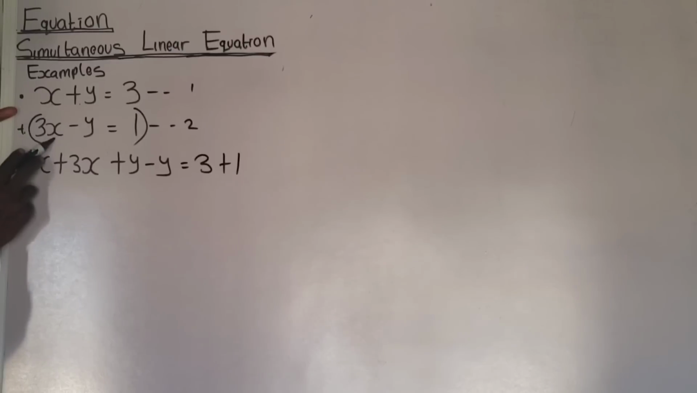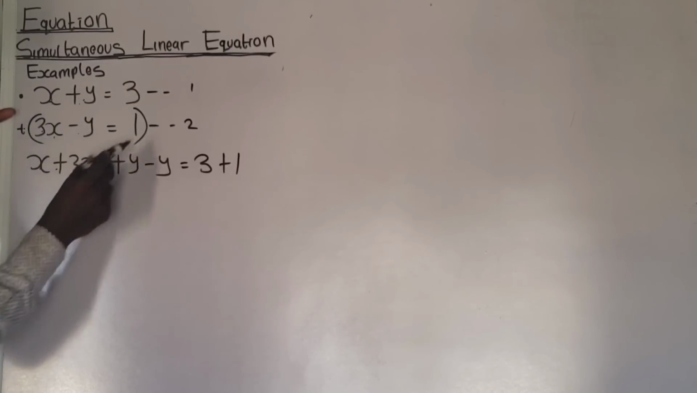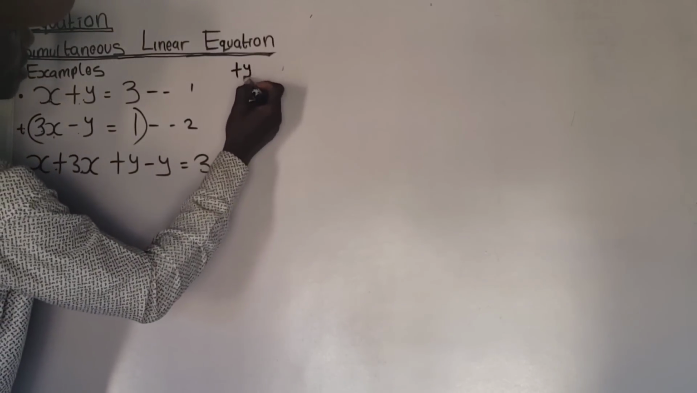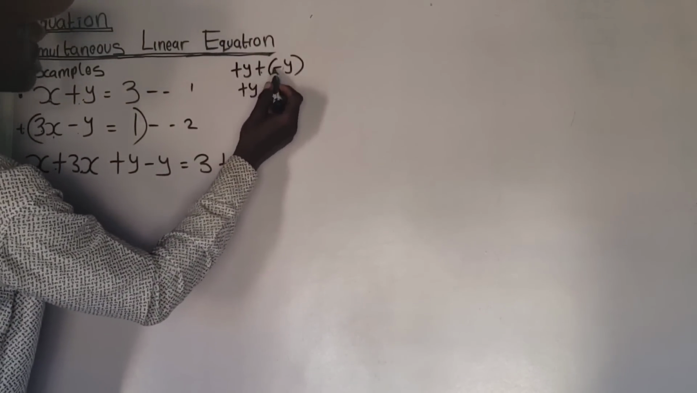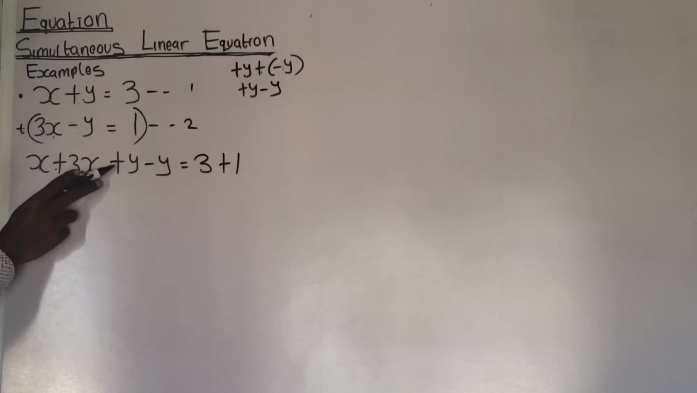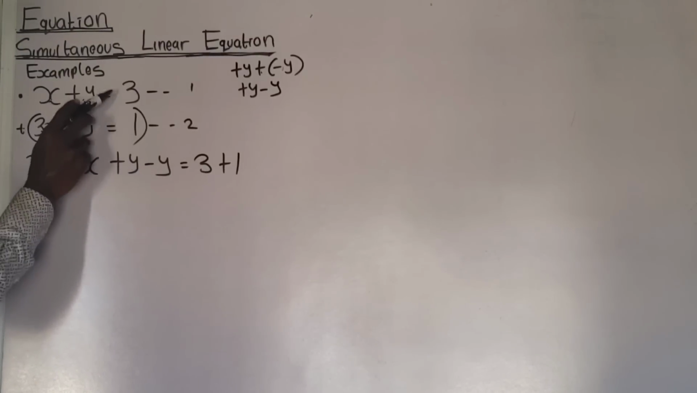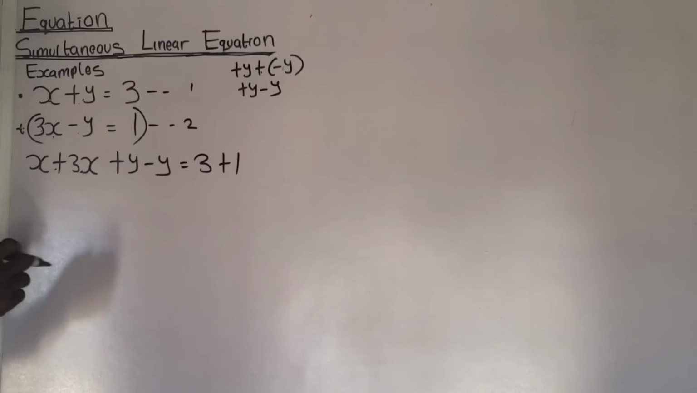x plus 3x, this is it. That's x plus 3x, plus y, plus minus y. I'm going to have plus y, plus times minus will give me minus. You understand? So that's why I have plus y minus y. Do you understand? And the right hand side of both equations, 3 plus 1. I got what? 3 plus 1. Do you understand? Okay, let's proceed.